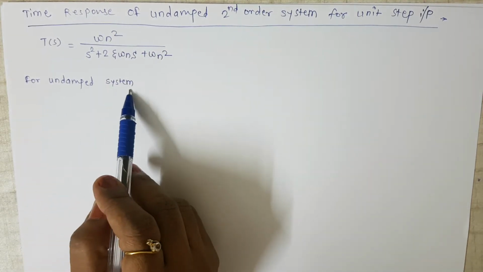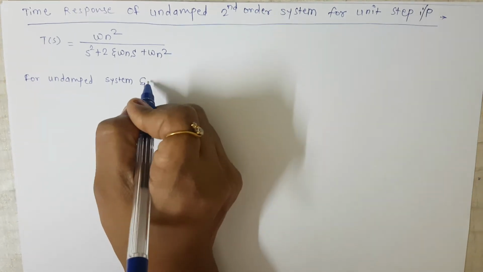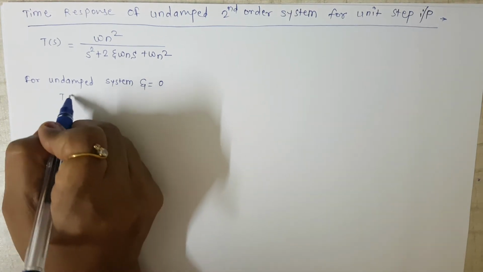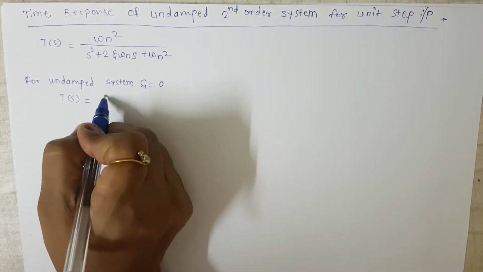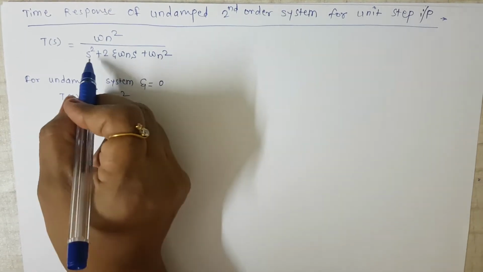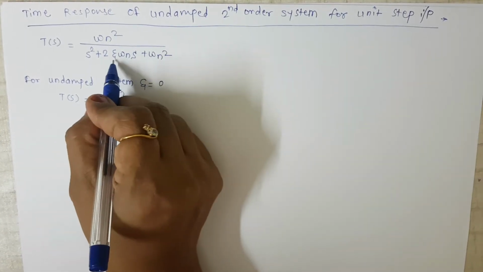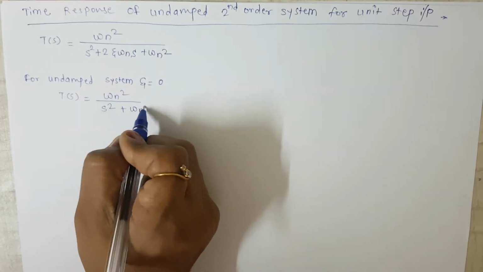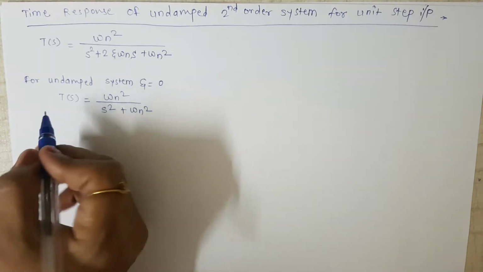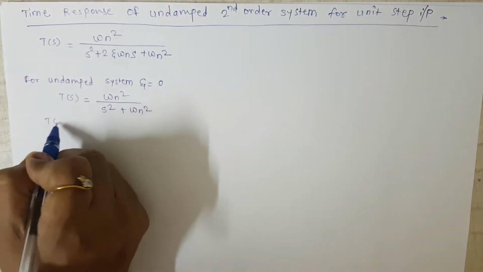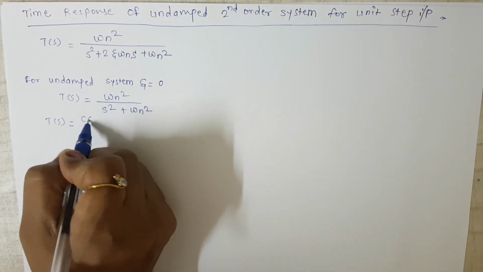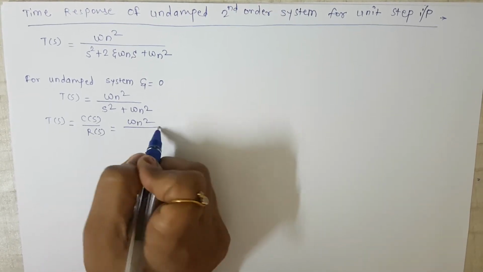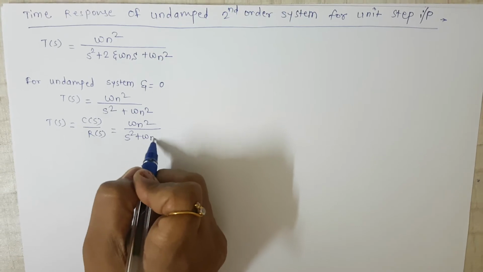So for undamped system, zeta is equal to 0. Okay, that means our transfer function will become T of S is equal to omega n square upon S square. This zeta is 0, so this term will be 0. So S square plus omega n square. Okay, that means T of S is equal to C of S upon R of S is equal to omega n square upon S square plus omega n square.